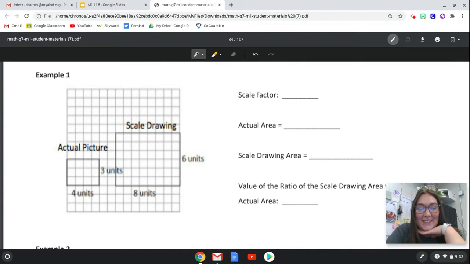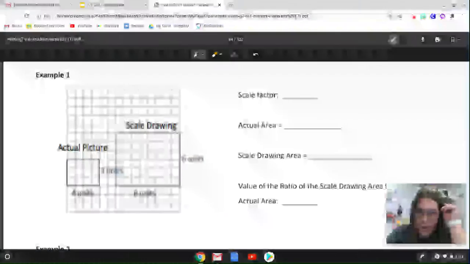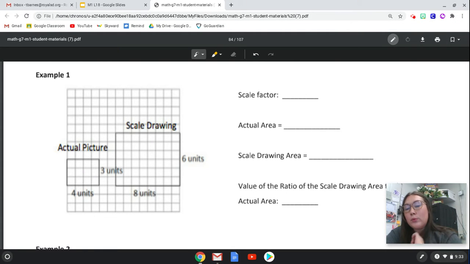Okay, here we are, lesson 19, last lesson of this unit. So here we are going to still be looking at scale factor, but now we're going to dive into area of scale factor and try and figure out a little rule that will help you. So I'm going to go through a couple examples and we're going to see if we can figure it out.